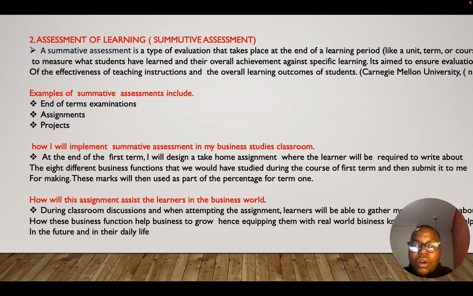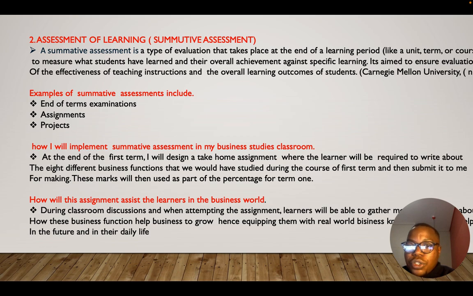Assessment of learning is the second type of assessment, which is also known as summative assessment. This type of assessment is a type of evaluation that takes place at the end of a learning period, like a unit, term, or to measure what the students have learned and their overall achievement against a specific learning outcome.